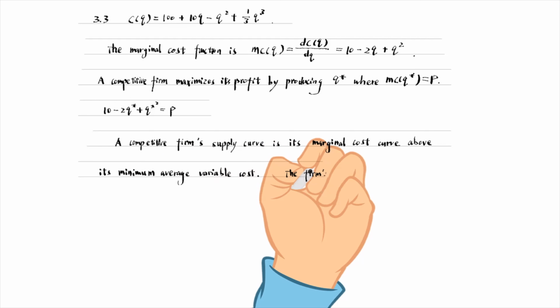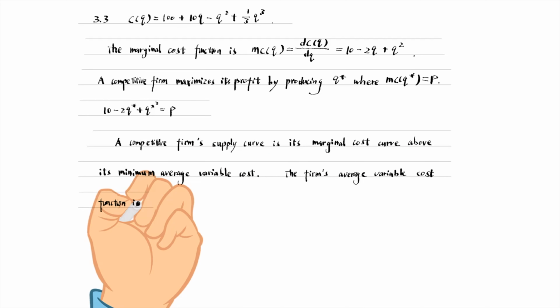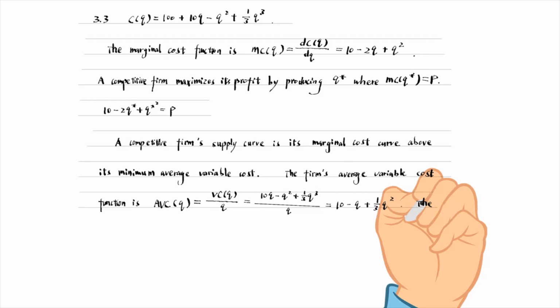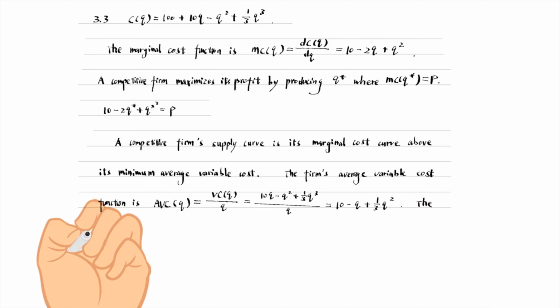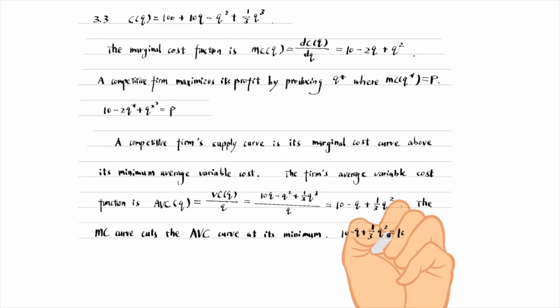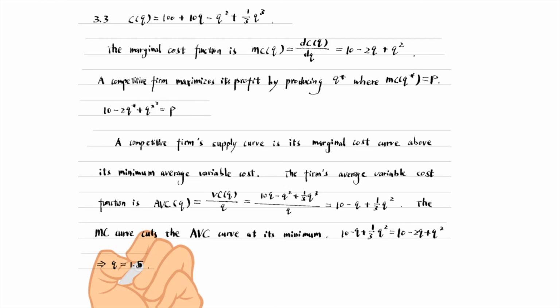We derive the firm's average variable cost function and then draw the supply curve for the firm. We find the minimum average variable cost by equating the marginal cost and the average variable cost functions, because the marginal cost curve cuts the average variable cost curve at its minimum.